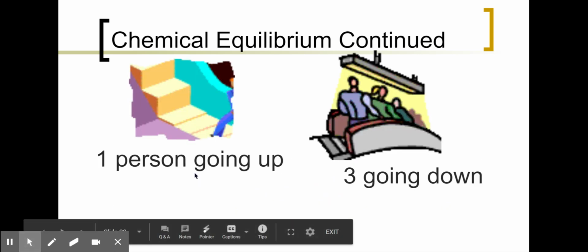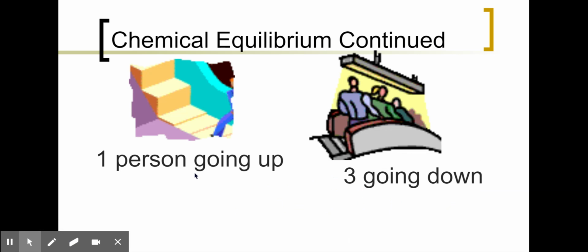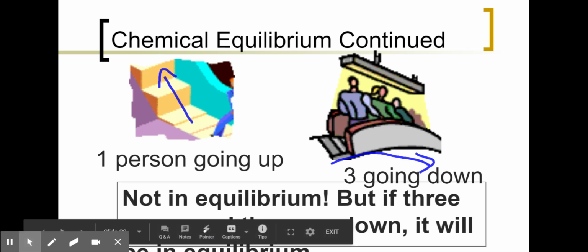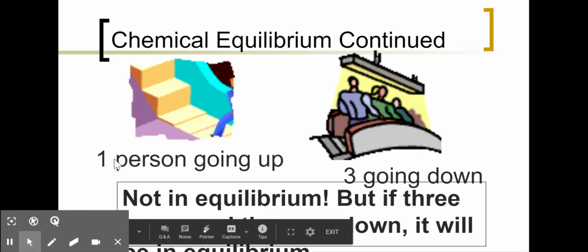Another example of chemical equilibrium, besides the classroom one, is escalators at a mall. Let's say we're at Fashion Fair at Macy's or something that's got escalators. If you have one person going up an escalator and 3 people going down on the down escalator, that is not going to be in equilibrium. However, if we can get 3 to go up and 3 to go down, then we're looking at a situation that would be equilibrium. The amount of people on the top and bottom floors will not change if 3 go up and 3 go down at the same time.